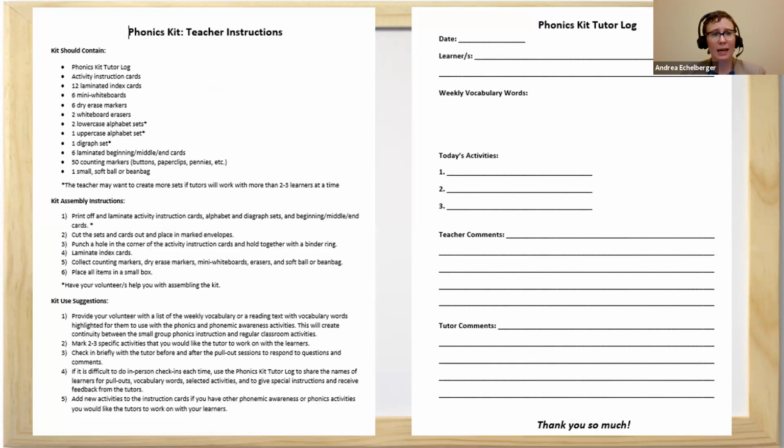Each of the kits has the instructions with all of the different things that you'll need to put together for the kit. This is the phonics kit. So it tells you, you should have some mini whiteboards, dry erase markers, some counting markers, a small soft ball or beanbag, all of the things that you want to put together for it. If you are using this with volunteers to do pullouts, you always have a tutor log. So you can write down which learners you'd like the volunteers to work with, if there are vocabulary words, if there are specific activities you'd like them to do, any comments, and then a chance for tutors to write comments back to the teacher.